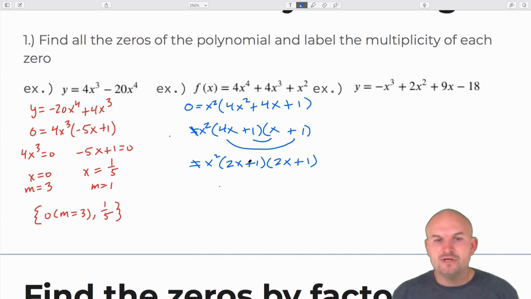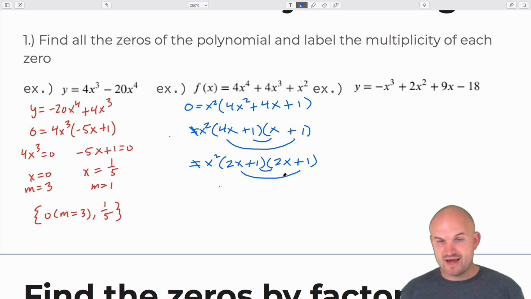And what do you know? 2x times 2x is 4x squared. 1 times 1 is 1. This gives you 2x, and that gives you 2x. 2x plus 2x is 4x, so that works. Now again, oops, why did I put not equals?